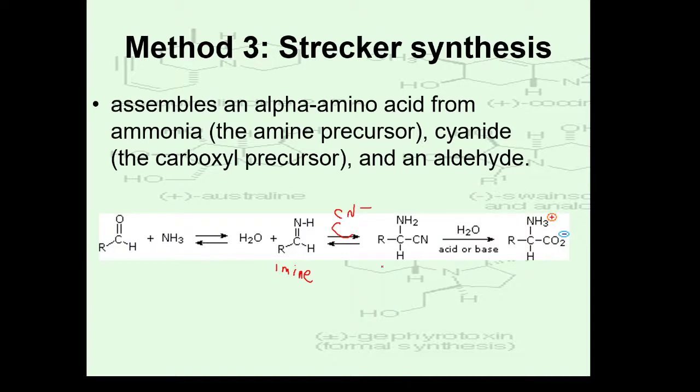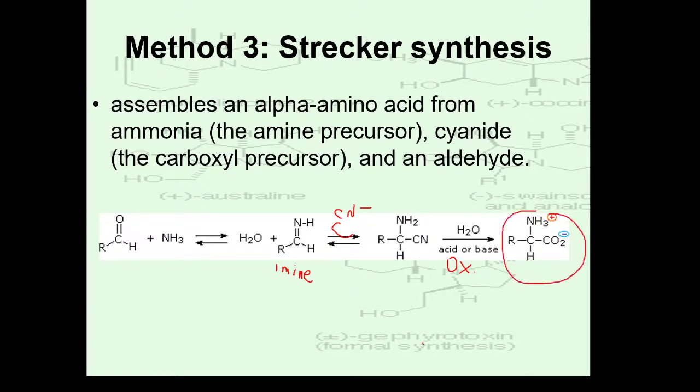Okay. And then we can oxidize the cyanide side chain. Okay, oxidize it with water in an acid or a base. Okay, and that cyanide will become CO2, and you end up with your amino acid.